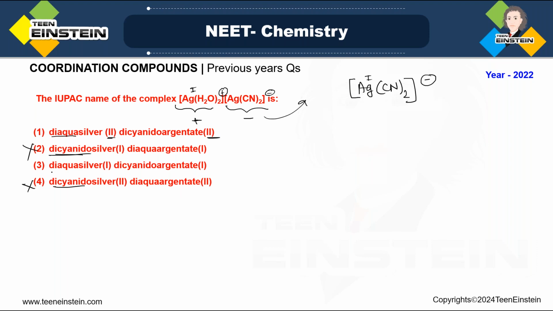And also, here is one point you have to understand. When it is the positive part, silver is mentioned simply as silver. But when we are ending the name with the anionic part, it is mentioned as argentate. So just like iron, when you write it in the positive part, it will be iron. When you write it in the negative part, it will end with ferrate. Okay, so this is the rule. So option 3 is the correct option.